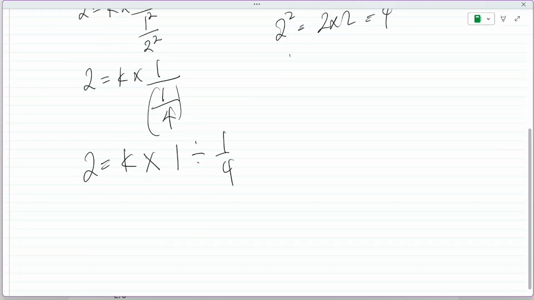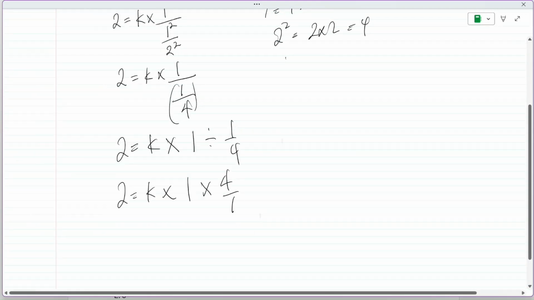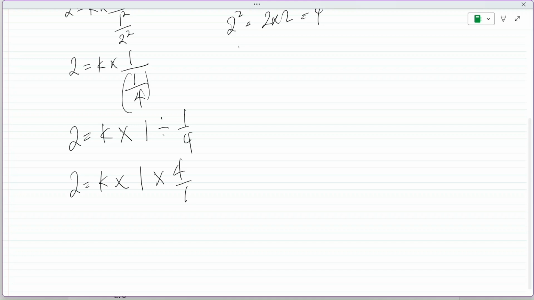We go on and say 2 equals k times 1. Then we turn the dividing sign into multiplication, that's times. And when you turn the dividing sign into multiplication, you switch the fraction behind. So 4 comes on top and 1 goes below. So we have it 4 over 1. The numerator becomes the denominator and the denominator becomes the numerator. So you have 2 equals k times 1 times 4 divided by 1 is 4. So we have here as 4.